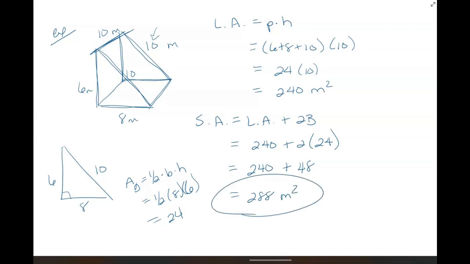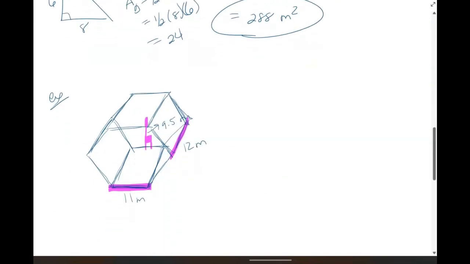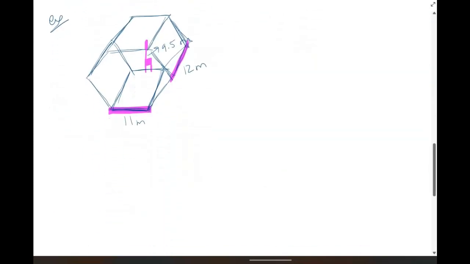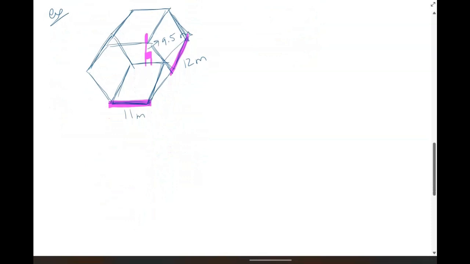This is going to start putting all of your geometry together, where we have to remember how to use areas of regular shapes, of polygons, and things like that. Like this one. Here we have a hexagonal prism. Our bases are in the shape of a hexagon.